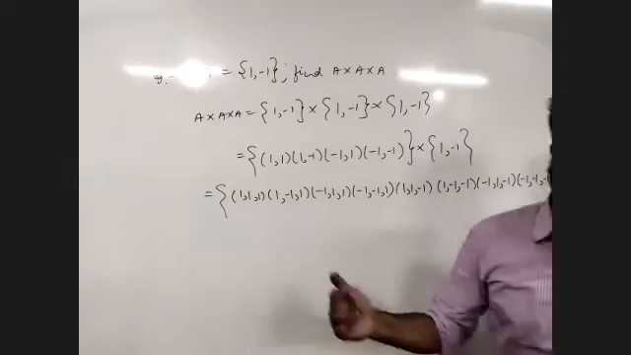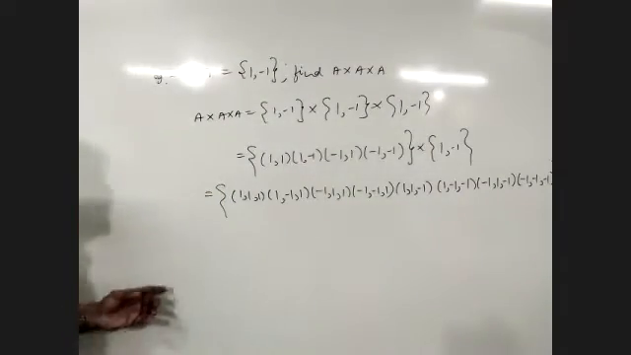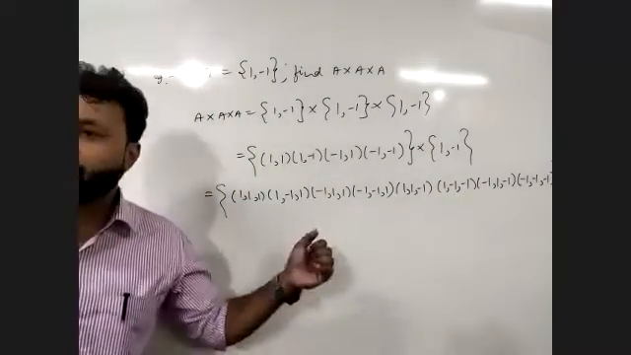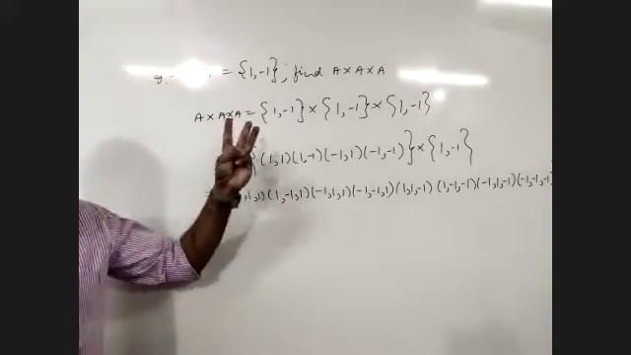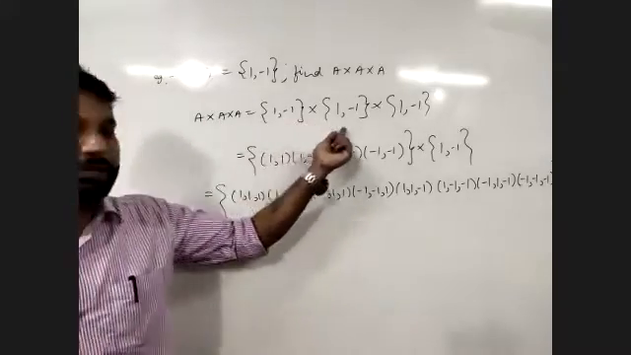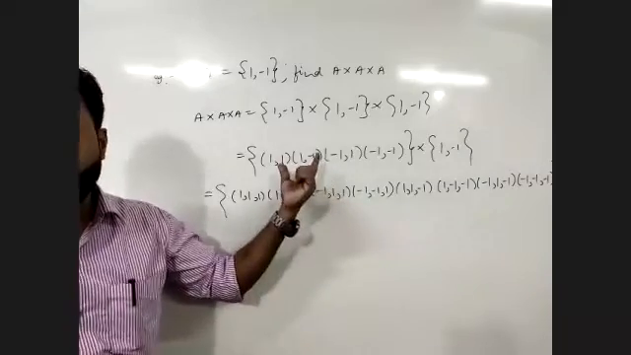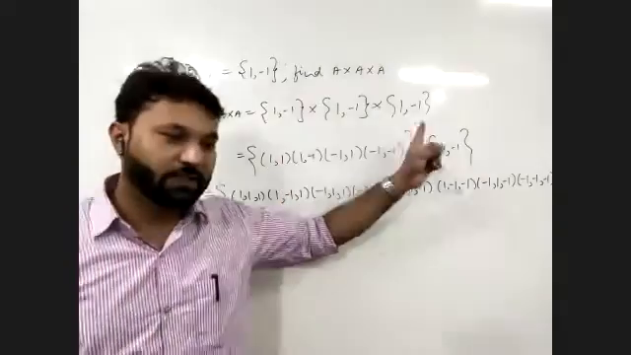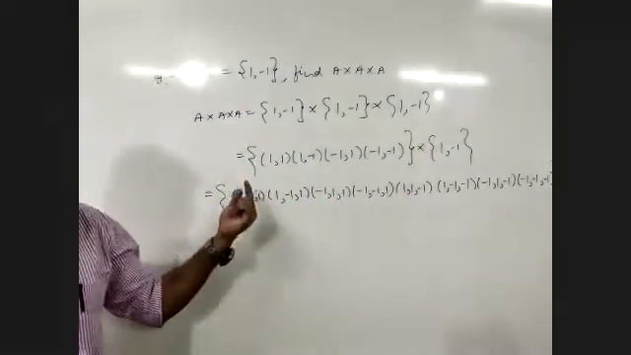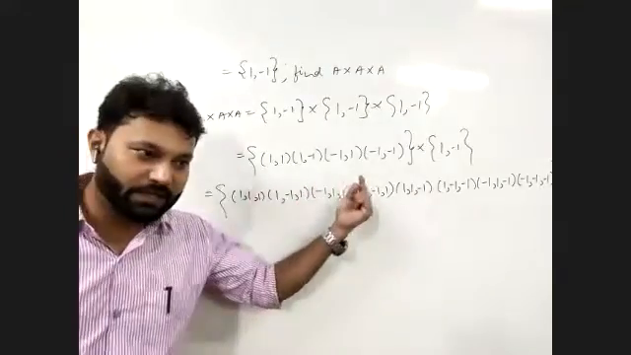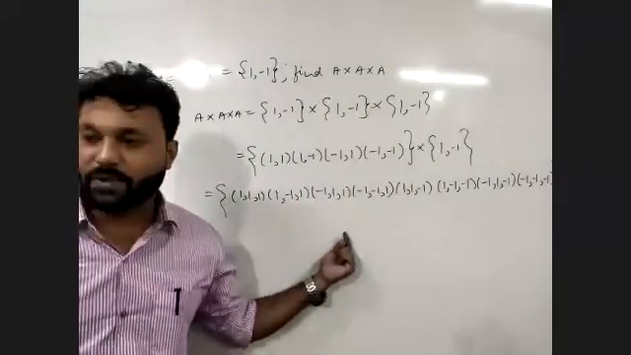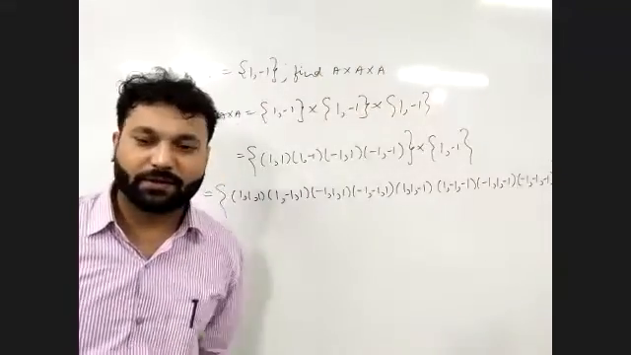I will just explain it again. Look, whenever we need to find the Cartesian product of three sets, we multiply them together. That is, first of all, we find the Cartesian product of two sets, and then we multiply this Cartesian product with this particular set. So how to go about it? Simply, ordered pairs will get converted to the form of ordered triplets. Right?